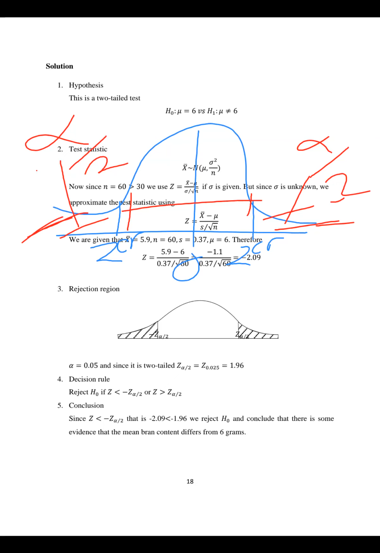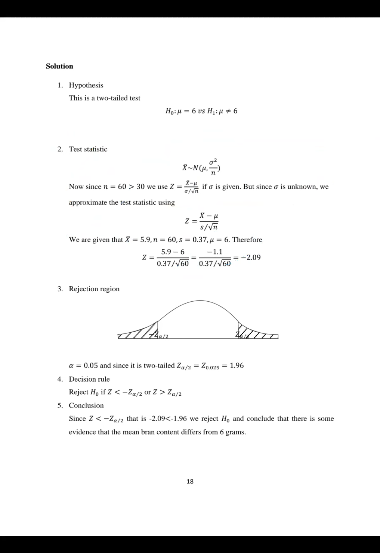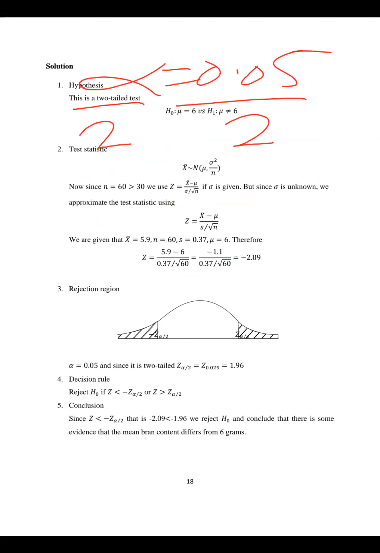So as we're just concentrating on alpha over 2, since the data is symmetrically distributed, you find alpha over 2. Our alpha is 0.05. We divide this by 2 since we are finding alpha over 2. This should give us 0.025.